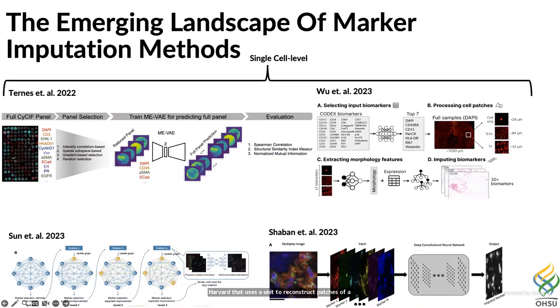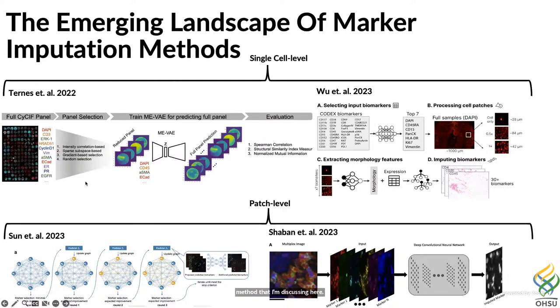The first two methods that I mentioned are most comparable to our approach, and this Luke Turns implementation will serve as our baseline for the method that I'm discussing here. They're most comparable to us because they use single cell images as input, whereas the second two methods use an image patch containing multiple cells as input.